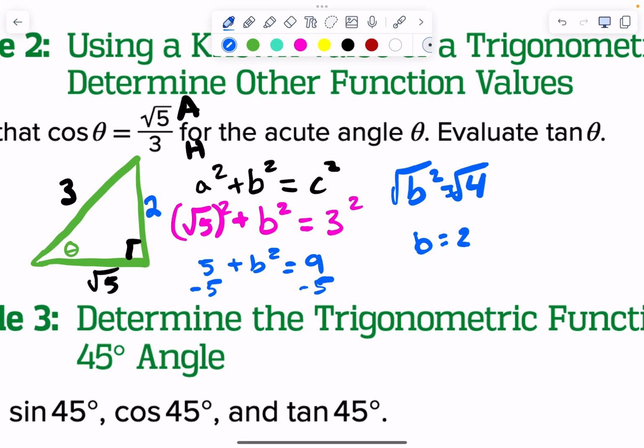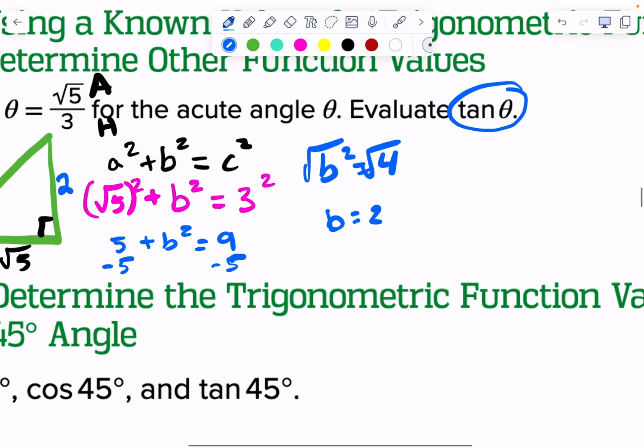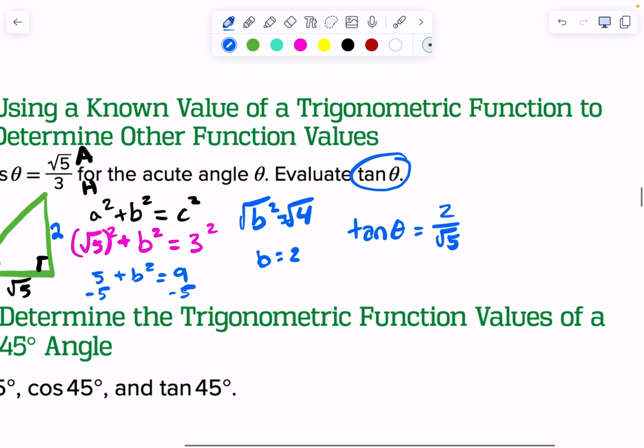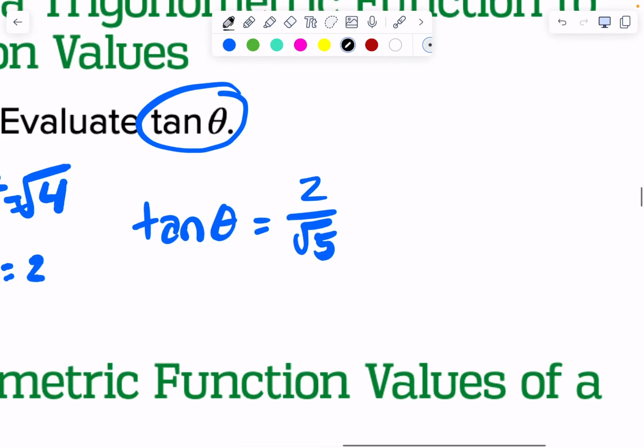Now we want to evaluate just tangent, not all 6 of them, right? Just tangent of theta. Tangent is opposite over adjacent. Which one's opposite? 2 over the square root of 5. Do you do that in your head, Tate? All the time? 2 square roots of 5 over 5.